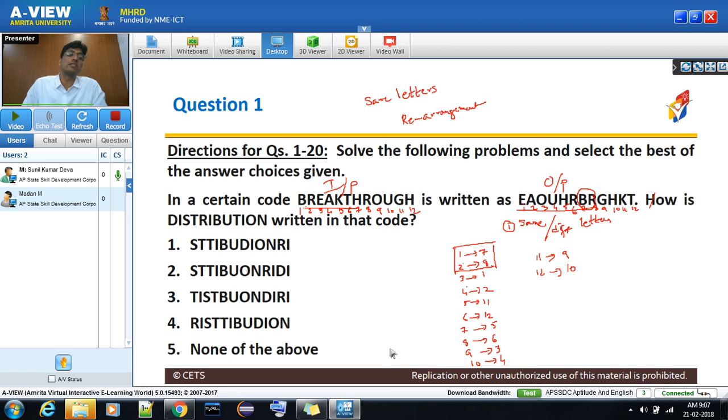But in this question, let us check how many letters we have in this word. 1, 2, 3, 4, 5, 6, 7, 8, 9, 10, 11, 12. In a 12-letter word, the transformation, whatever happens, will be exactly the same as what happened here. So just put in the numbers 1, 2, 3, 4, 5, 6, 7, 8, 9, 10, and 11, 12.